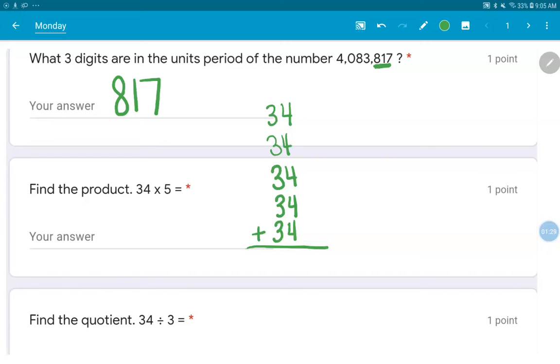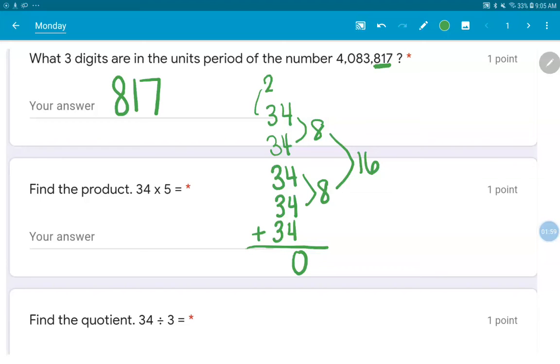So 4 plus 4 is 8. Then another 4 plus 4 is another 8. That gets you 16 plus 4 is what? 20. So I'm going to write down my 0. What do I do with the 2? I'm going to take it over to the tens place.